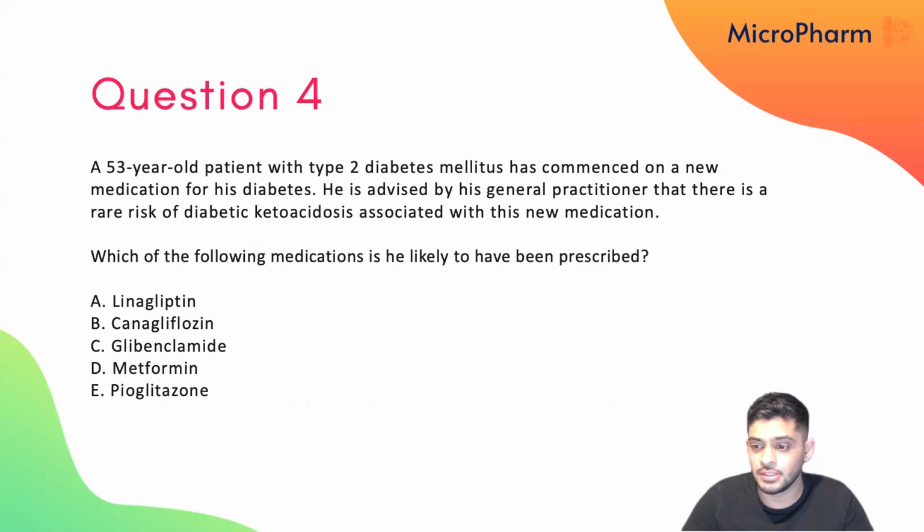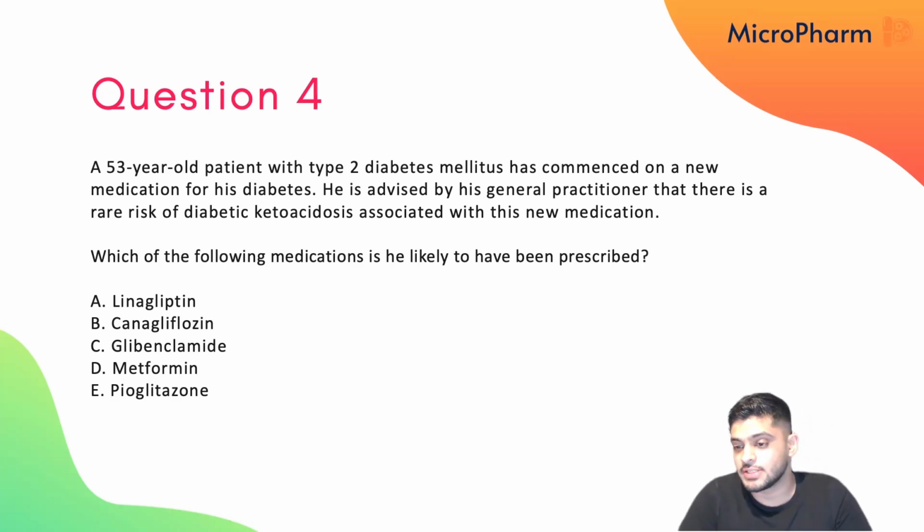Moving on to the next question, a 53-year-old patient with type 2 diabetes has commenced on a new medication for his diabetes. He's advised by his GP that there's a rare risk of diabetic ketoacidosis. Which of the following is he likely to have been prescribed?